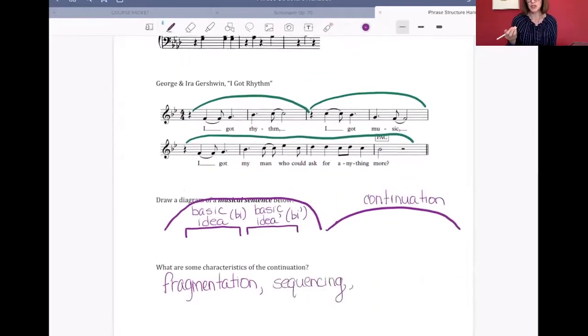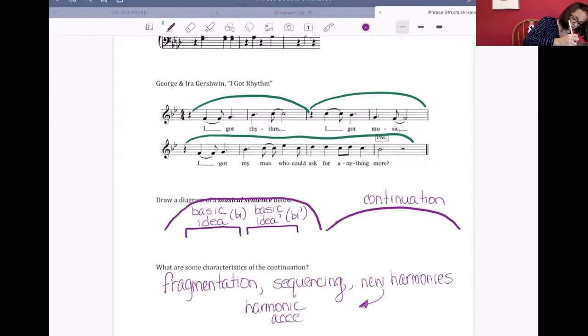You don't have this on the score for the Gershwin, but the continuation is also a great time to introduce cool new harmonies. The Gershwin gets all of its cool harmonies right around measure 5 and 6. So that is also something that can happen in the continuation. And along with that idea of new harmonies is something I'm going to call harmonic acceleration. Harmonic acceleration just means that the harmonies happen faster.